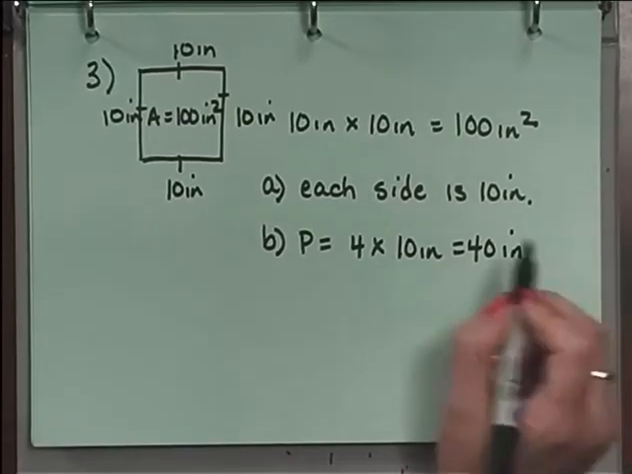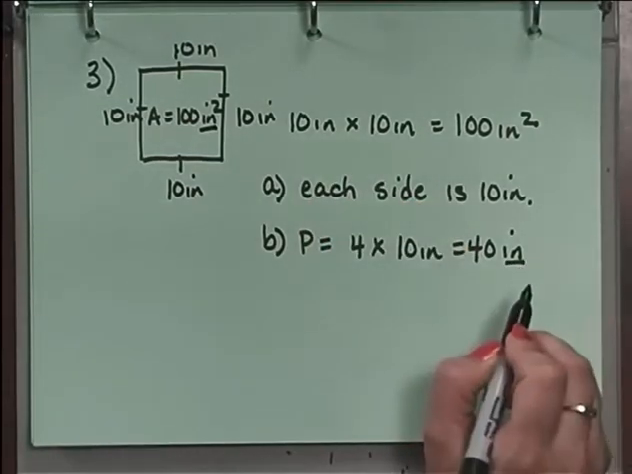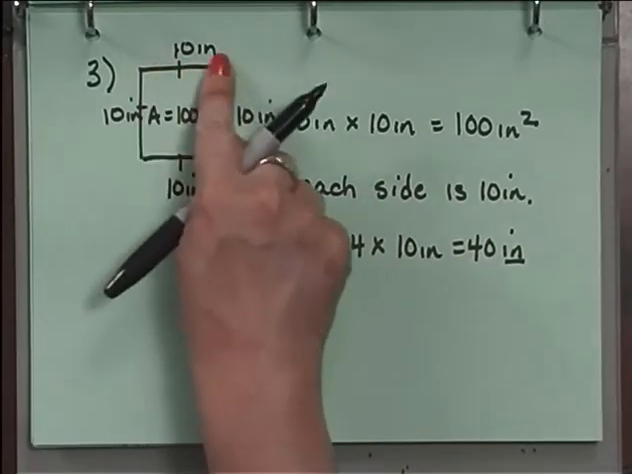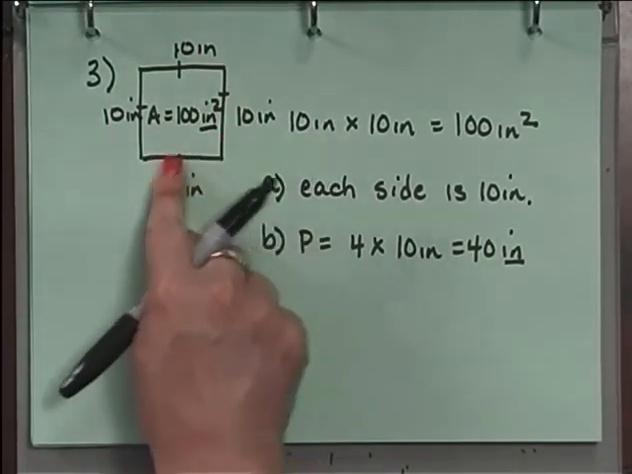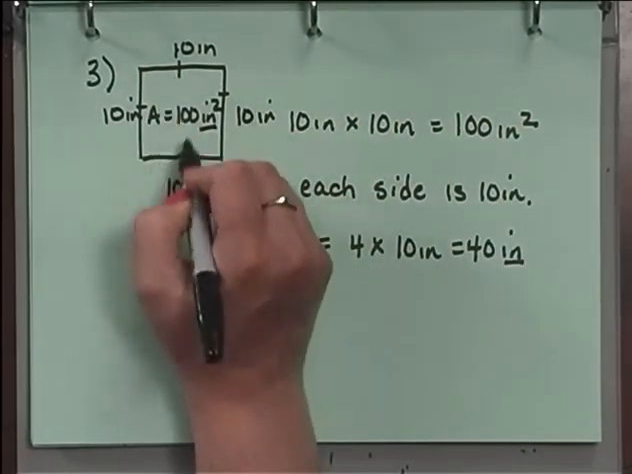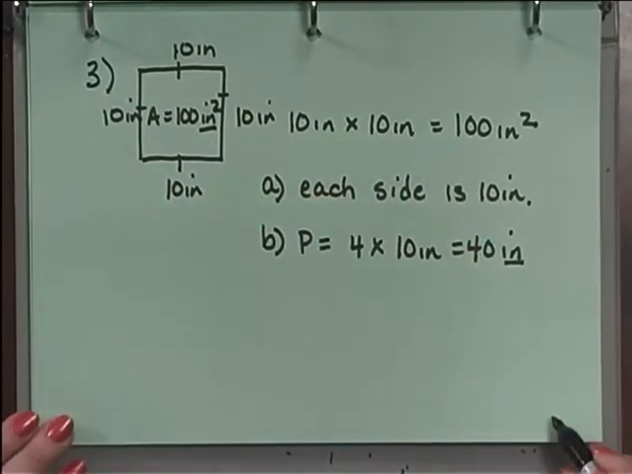Now, notice that we use square units for area, but we do not square our units when we're talking about perimeter. So notice that I do not have a 2 here for perimeter. I just say it's 40 inches because that's a measurement around something. I put the 2 here to indicate that that's how many squares are covering something. Okay, so there's a difference in the way you express the measurements.